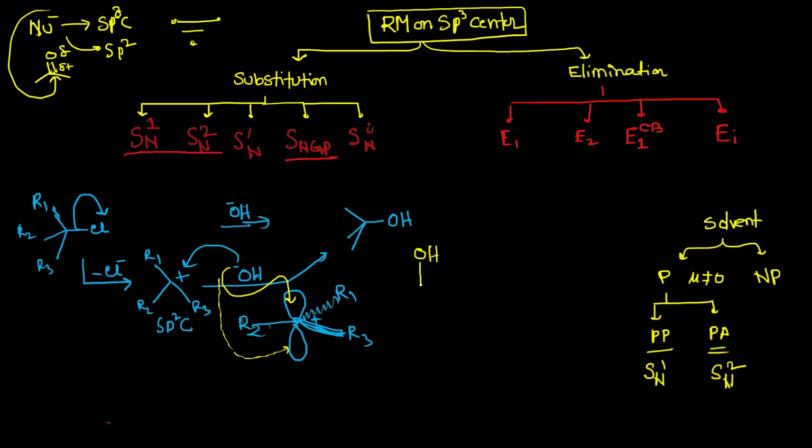OH, R2, R3, R1. If it approaches bottom side, it will be R2, OH, R3, R2, R1, right? So these two products are going to form.